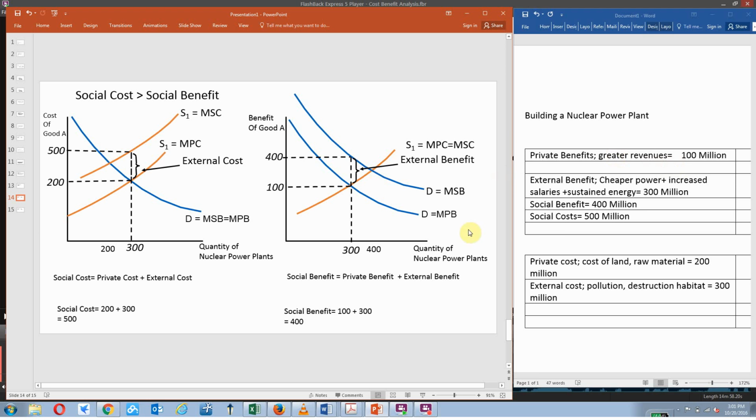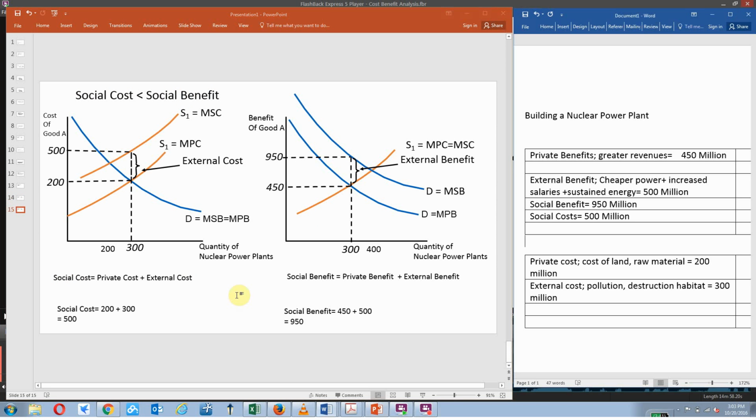So if we add the social benefits together, private benefit plus external benefit, we get 100 plus 300 is 400. So the social costs are here. You can see those four. That's 500 million. So private costs include this 200 million. That includes the cost of land, raw material, labor, capital to put those 300 plants together. The external costs are the pollution that could happen from a nuclear power plant and destruction of habitat to build it. So we add those together, private costs plus external costs, and you get 500. And in the end, we compare: social costs greater than social benefit based on this analysis.